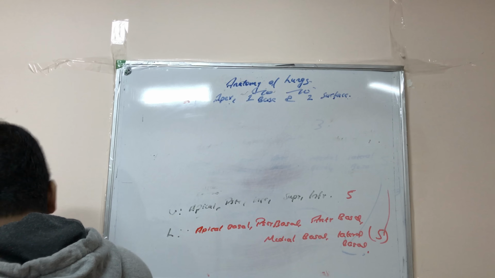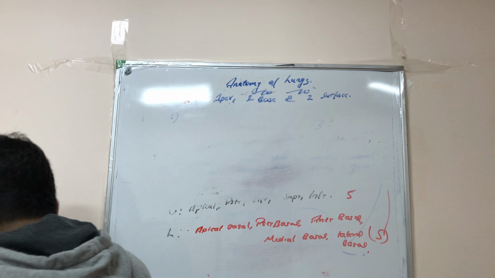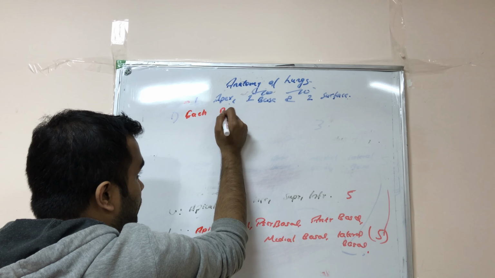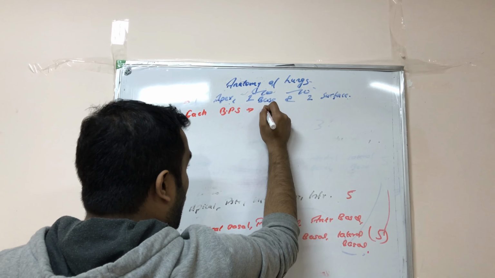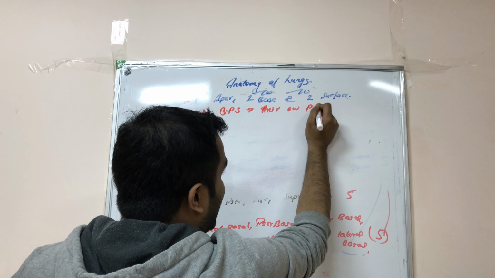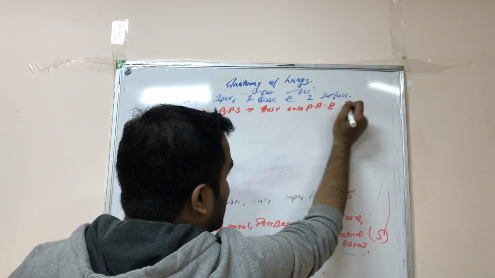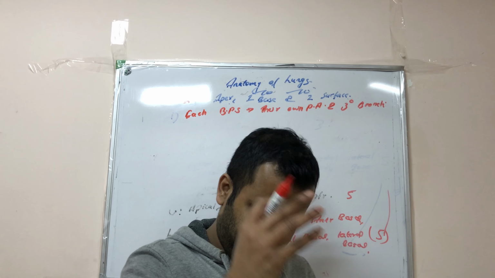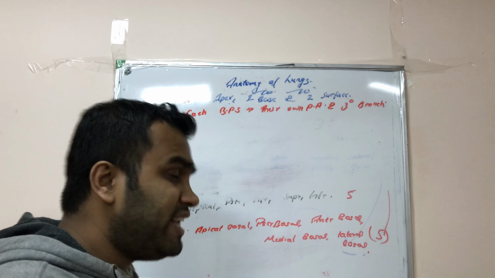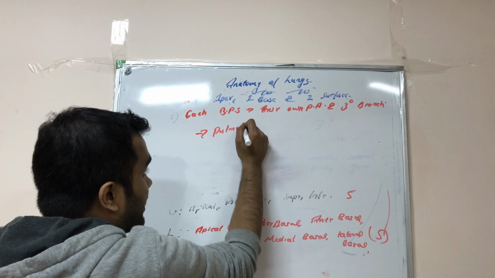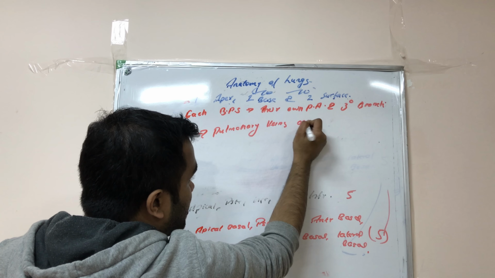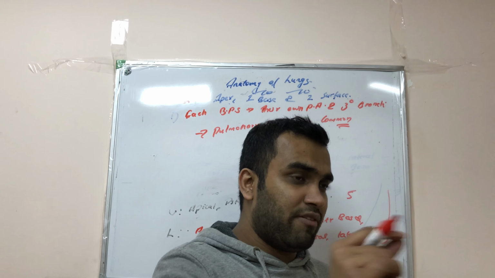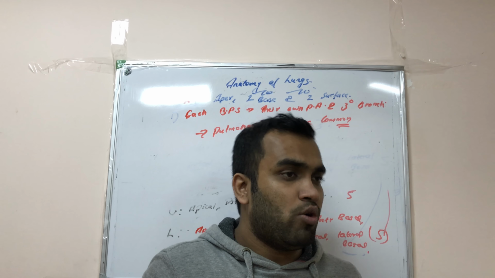You have to remember that each bronchopulmonary segment has its own pulmonary artery as well as its own tertiary bronchus. But pulmonary veins are common. The pulmonary veins are common for all segments, one for all. Each segment will get its own branch of the pulmonary artery and has its own tertiary bronchus.